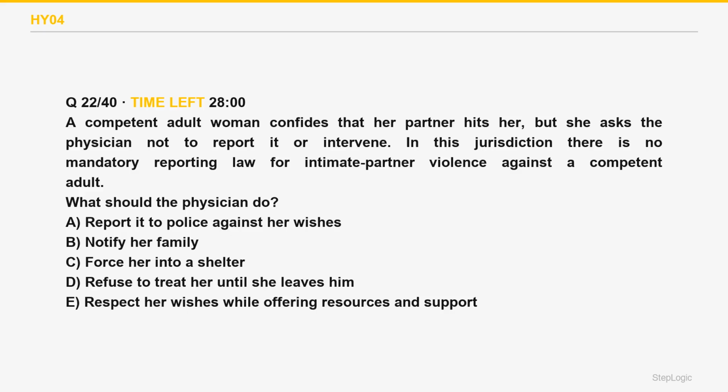What should the physician do? A competent adult woman confides that her partner hits her, but she asks the physician not to report it or intervene. In this jurisdiction, there is no mandatory reporting law for intimate partner violence against a competent adult. Read the command: how to handle IPV in a competent adult who declines reporting. Respect her autonomy, support her.